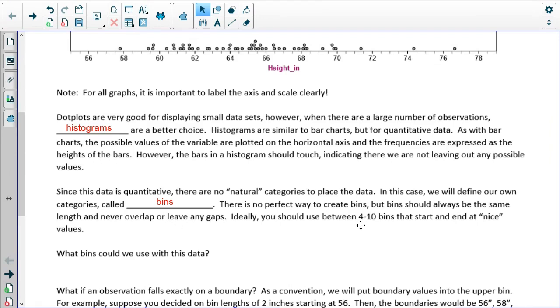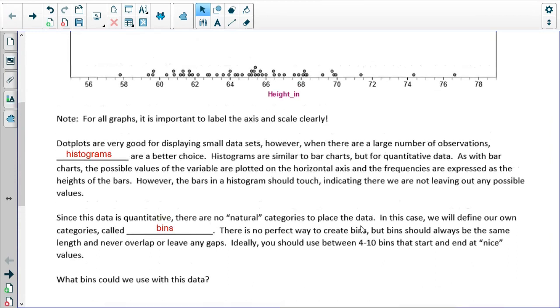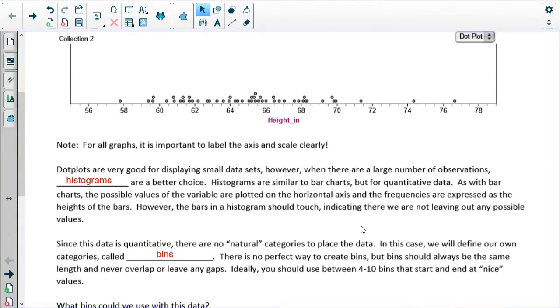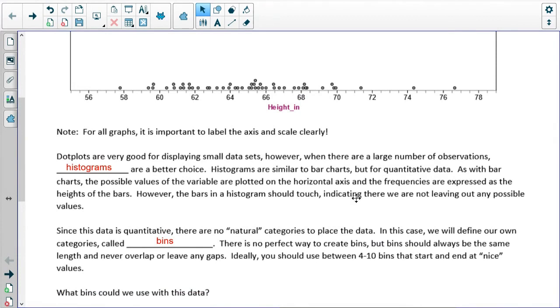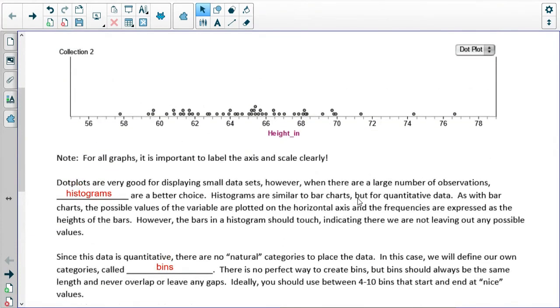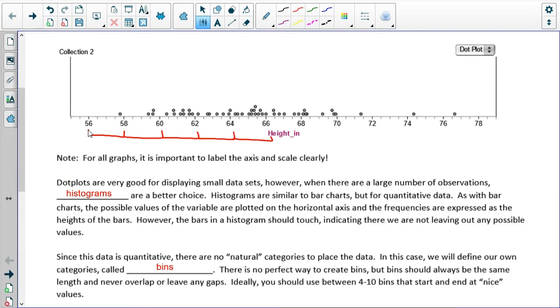Ideally, it's nice to have between 4 and 10 bins, and we want them to start and end at nice values. So what bins could we use with this data? Well, if I'm looking at this data, I could do a variety of different things, and however I do it, it's going to make my data look slightly different. So let's say I go up by twos. So 58 to 60, 60 to 62, 62 to 64, and so on.